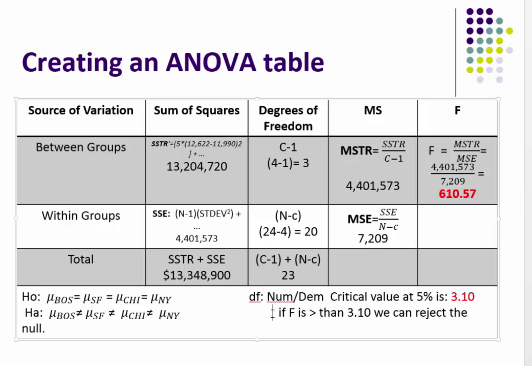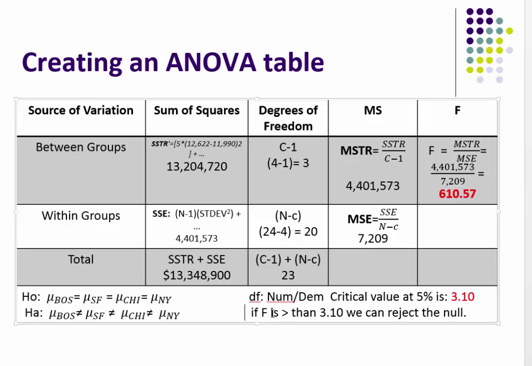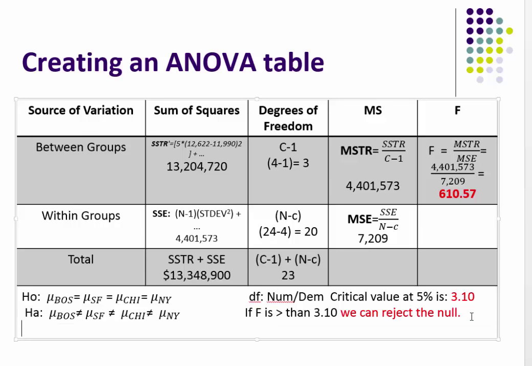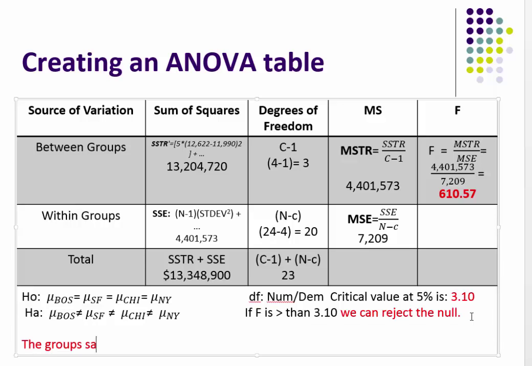Thus, in this problem, we can absolutely reject the null, because I would certainly suggest that 610 is definitely larger than 3.10. So in this case, we will reject the null in favor of the alternative. So what does that say? It says basically that the groups are not the same. The groups' savings are not the same. That's what it tells us.